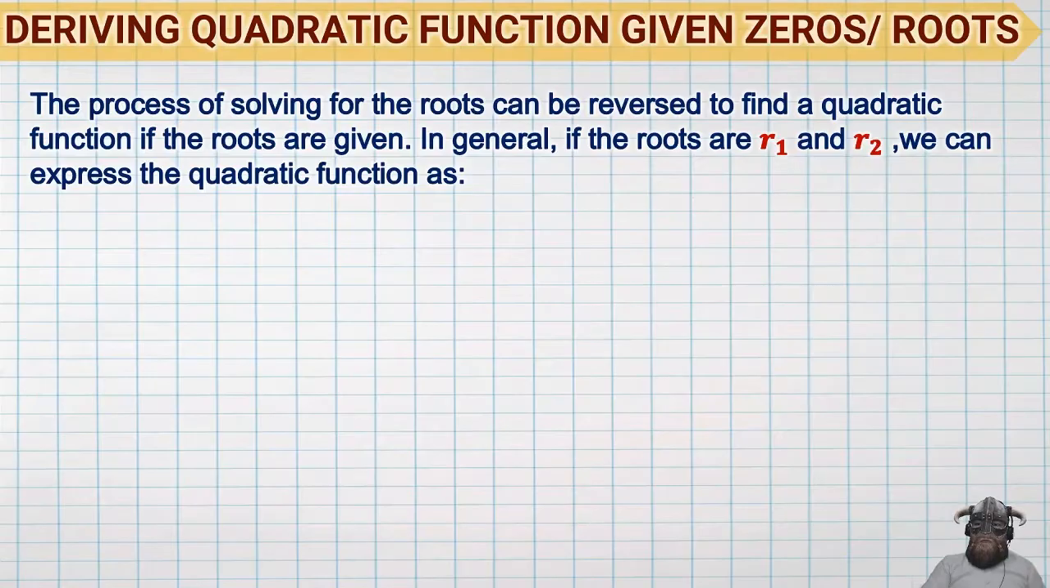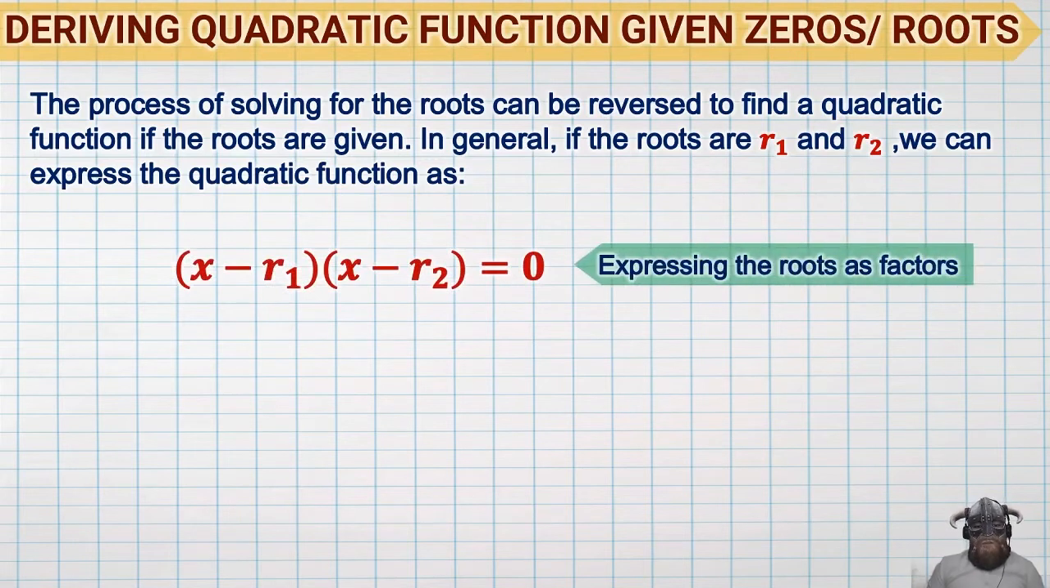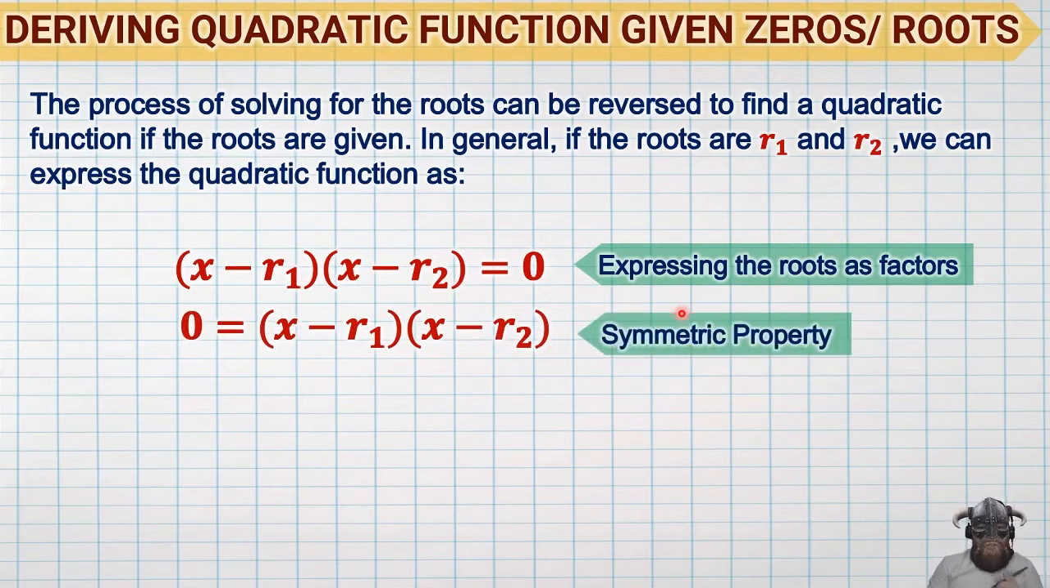Okay, right now we are ready to derive the quadratic function given its zeros or roots. The process of solving the roots can be reversed to find a quadratic function if the roots are given. In general, if the roots are named as R1 and R2, we can express the quadratic function as, for example, this, so this is the quadratic equation having the factors r sub 1 and r sub 2, or the roots of this quadratic equation.